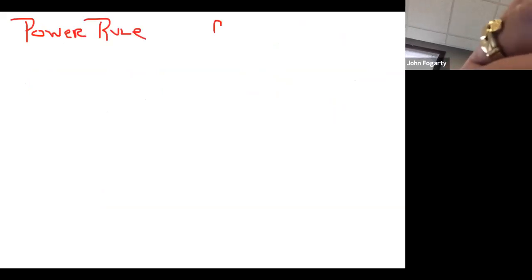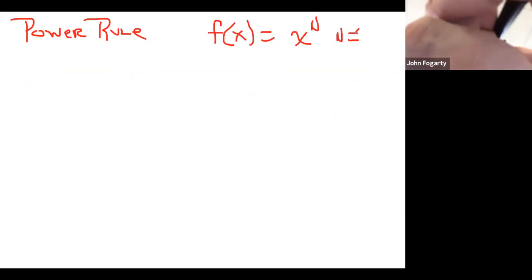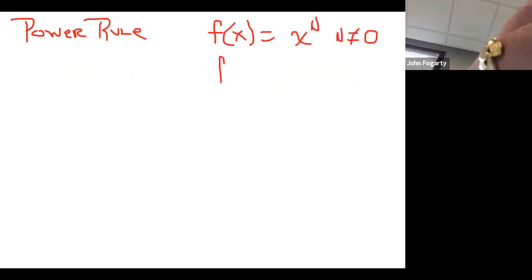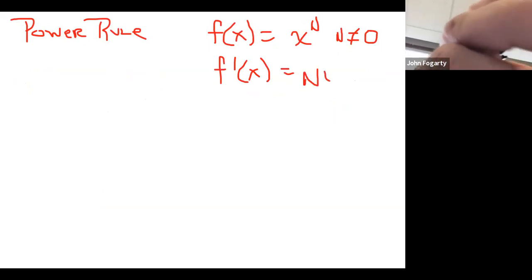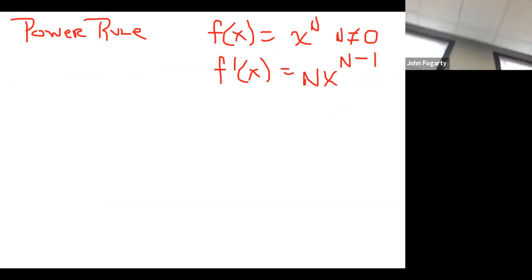If we have a function f of x equals x to the n, and n does not equal 0, then f prime of x is simply n times x to the n minus 1. No big deal, right? All righty. Second rule, nice and easy.